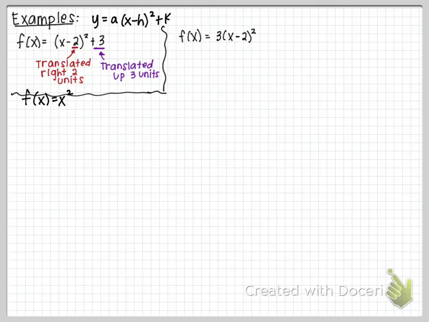f of x equals 3 times the quantity x minus 2 squared. First we're going to look on the outside. That 3, remember, is our a. There's an a this time outside. So we're going to look if it's greater than 1 or in between 0 and 1. In this case, it's not a fraction. It's greater than 1. So when our a is greater than 1, the absolute value of 3 is greater than 1, it's going to stretch by a factor of 3. Look back in your notes and take a look at how we found that.